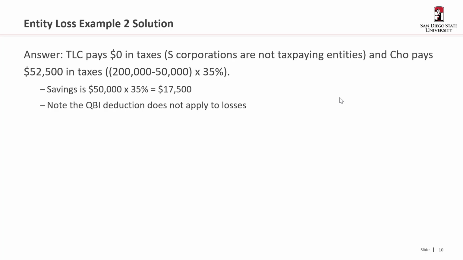Well, because this is a flow-through entity, recall that the S corporation itself pays no taxes. It's simply not a tax-paying entity. Cho gets to deduct currently that loss, assuming it flows through and it's not limited. So it's not limited by basis. It's not limited by at risk. She's a material participant, so there's no passive loss limitation. So what happens is that reduces her taxes from $70,000 to $52,500. So her savings is that $50,000 flow through times 35%, or $17,500.